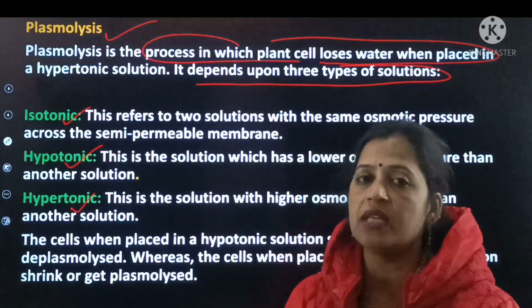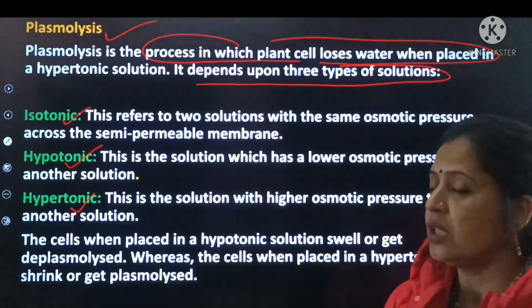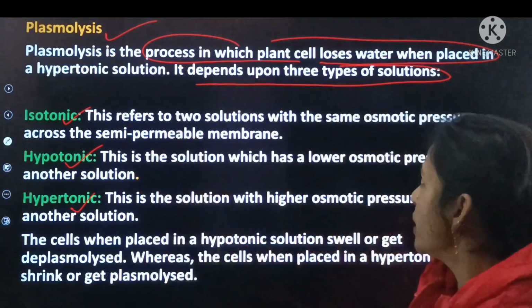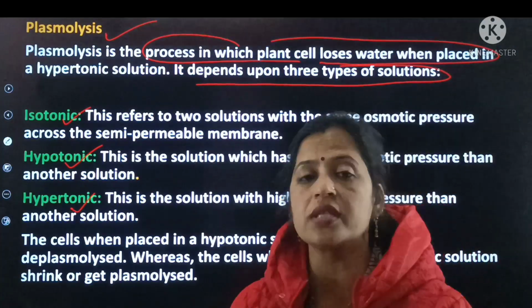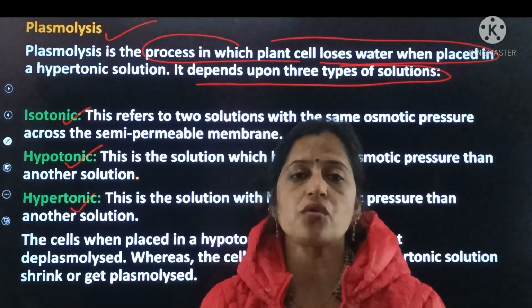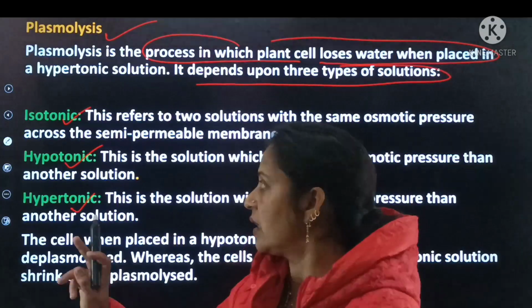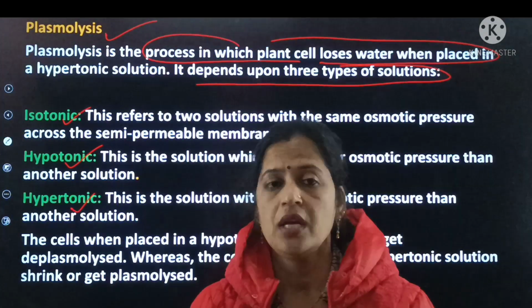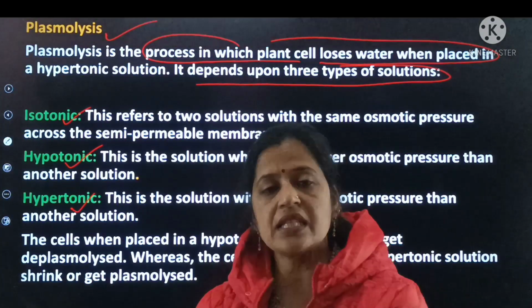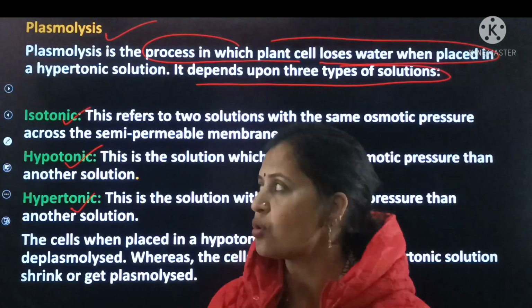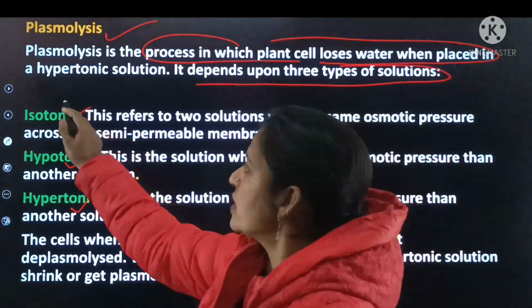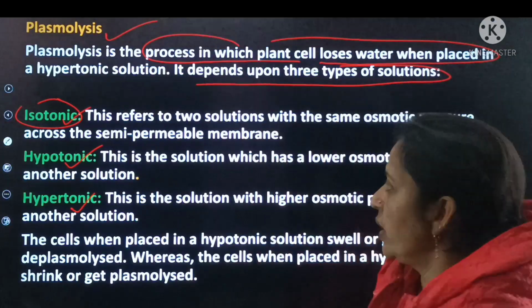That means plasmolysis totally depends upon three types of solutions. Number one is isotonic, second is hypotonic, and third is hypertonic. So in case of plasmolysis, it depends upon these three types of solutions. Now let us start with our first solution, that is isotonic.